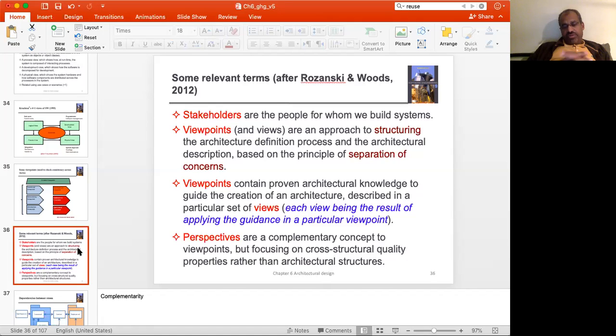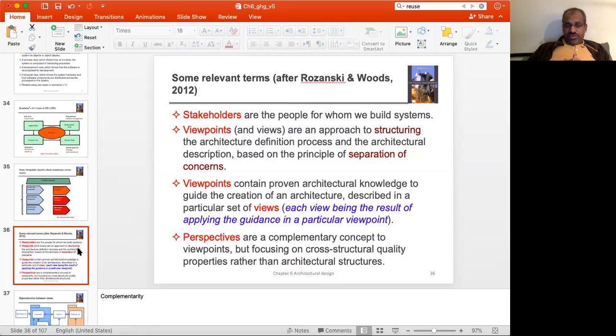Here are some relevant terms that I think are interesting. Here we have a distinction between the viewpoints and the views. As I said before, the viewpoints are where you're looking at the system from, and the views are the actual instantiations. So the viewpoints are the approach to structure the architecture, to divide up the architecture definition process. So you don't have everything at once at the same time.